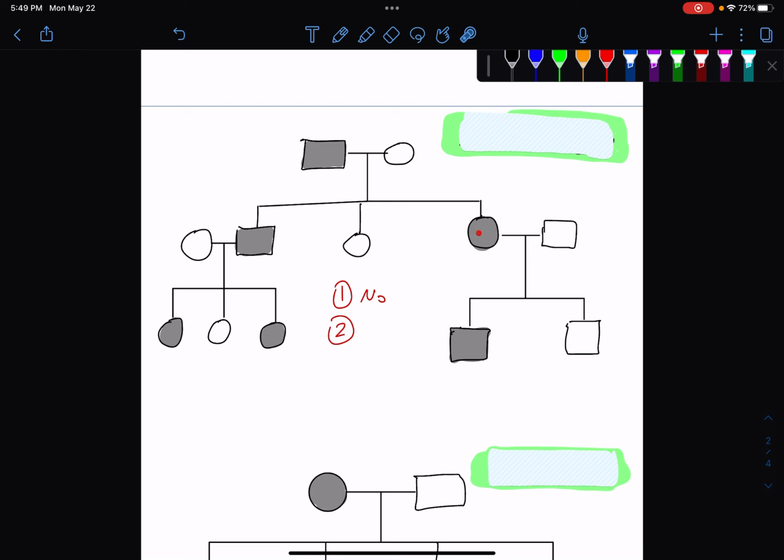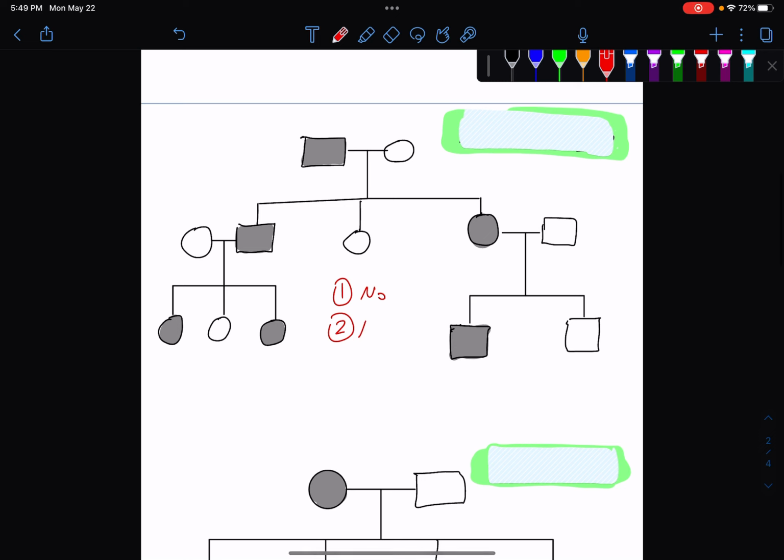Okay, so next we're going to look at this child and this child, which are like the parents. We're going to look at the grandparents. Well, look, the grandfather's affected. That means there is no skip. We couldn't find a skip in this pedigree, so we have to assume it's dominant.